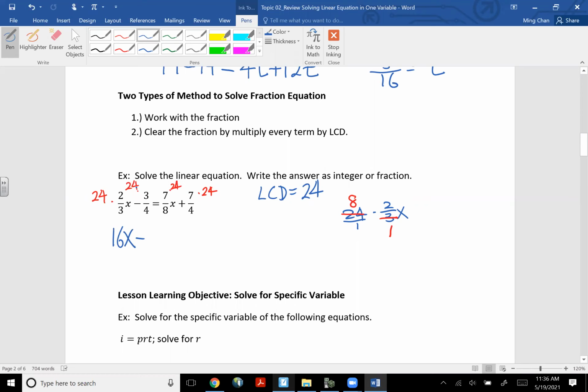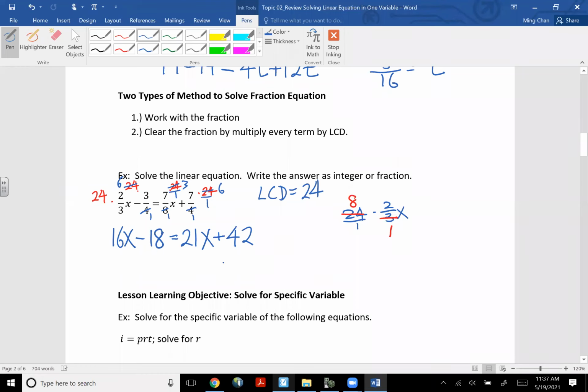All right, second term times by the LCD 24. 4 in the bottom, 24 on top, reduce into 1 and 6. So 6 times 3, that would be 18, equals 7 over 8x times 24 over 1. 8 and 24 reduce into 1 and 3. 7 times 3x, 21x. All right, plus last term, 4 and 24 reduce into 1 and 6. 7 times 6, 42. There you go.